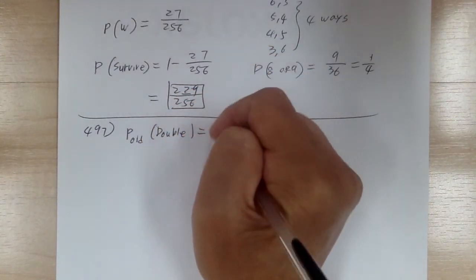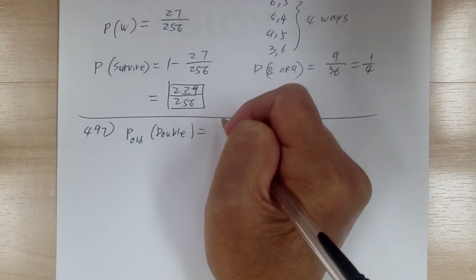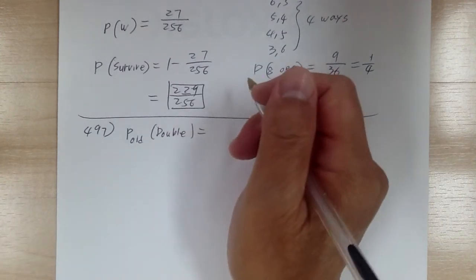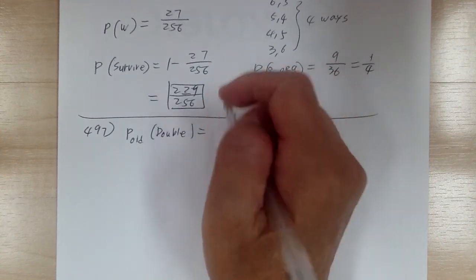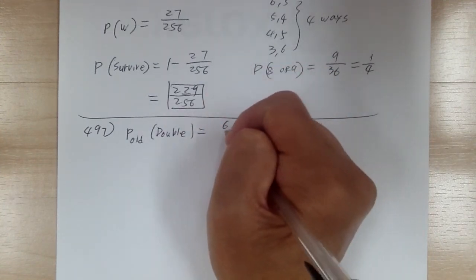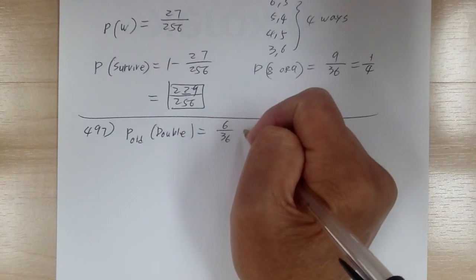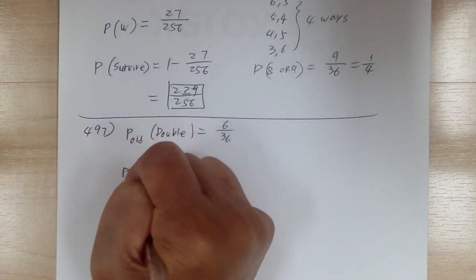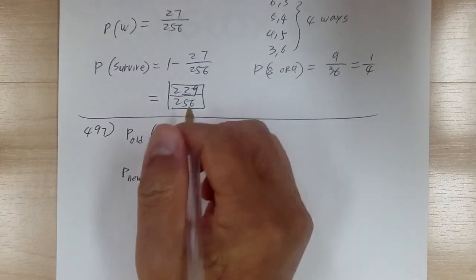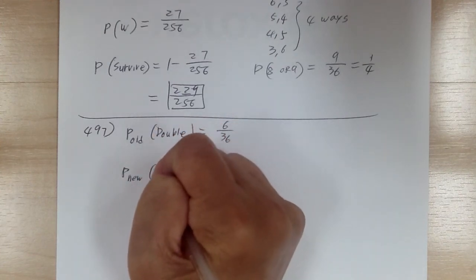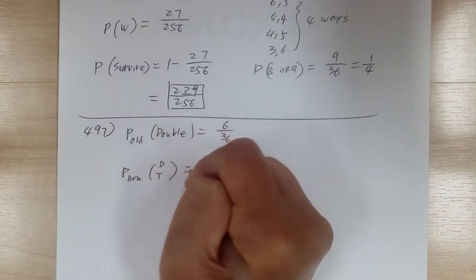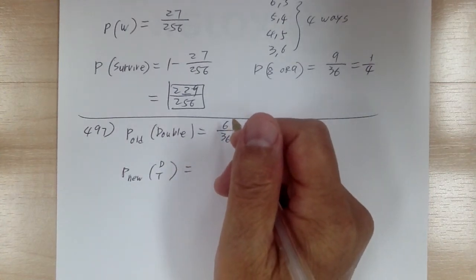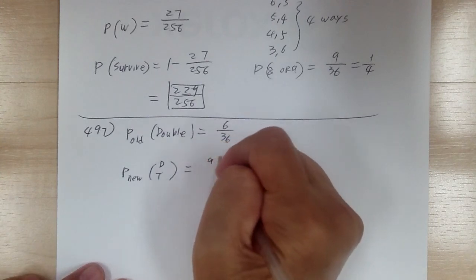Okay, so I need to draw the pit. Okay, so a double would be like 1 1, 2 2, 3 3, 4 4. So there's a total of 6, right? Out of 36. Okay, and the probability of the new game, okay, would be of the double or triple. Okay, there are 96.